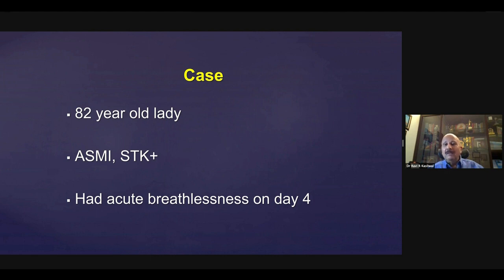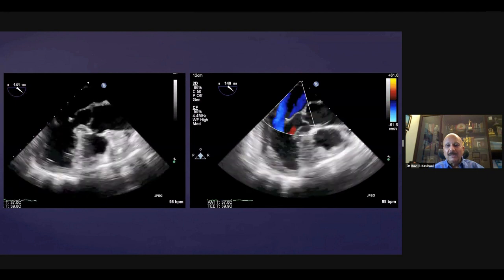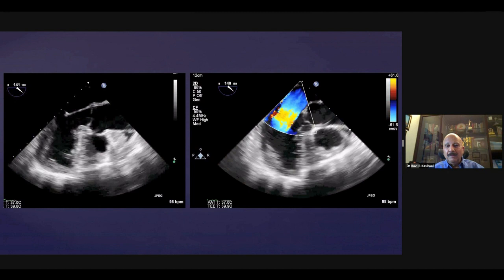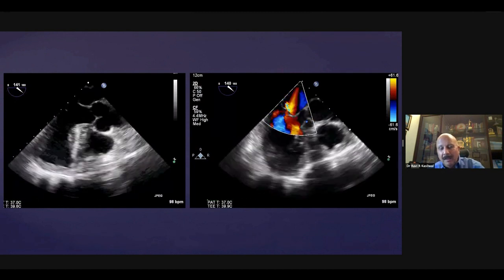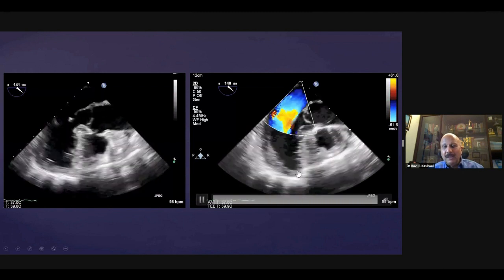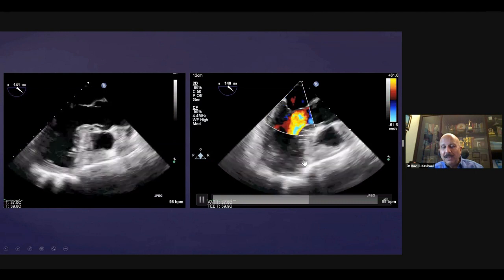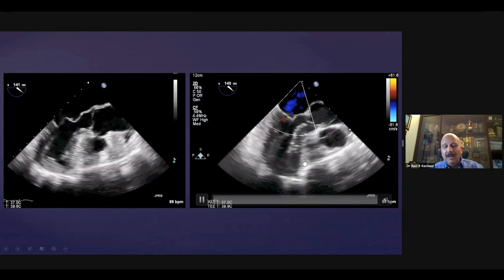in one single day. 82-year-old lady, anteroseptal MI, streptokinase was given in another institution, had acute breathlessness on day 4. And just look at this. Now you can see at the apex here, you can see color Doppler, which goes onto the RV. I don't know whether you can see it clearly, but that's how we picked up a rupture.